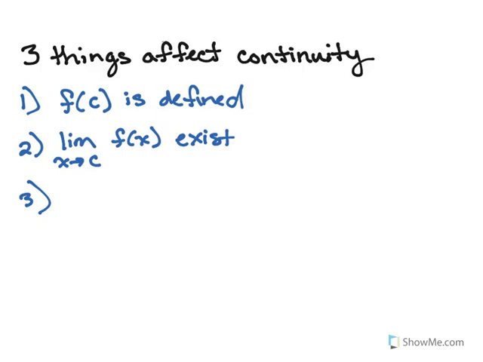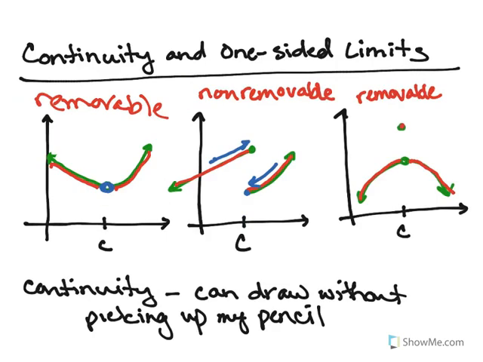The third thing that's required is that they match. We need the limit and where the point is defined to match up for it to be continuous. So when I look at that third graph, I'm defined at C. If I come from the left and the right, I meet up, so the limit exists, but they don't match each other.